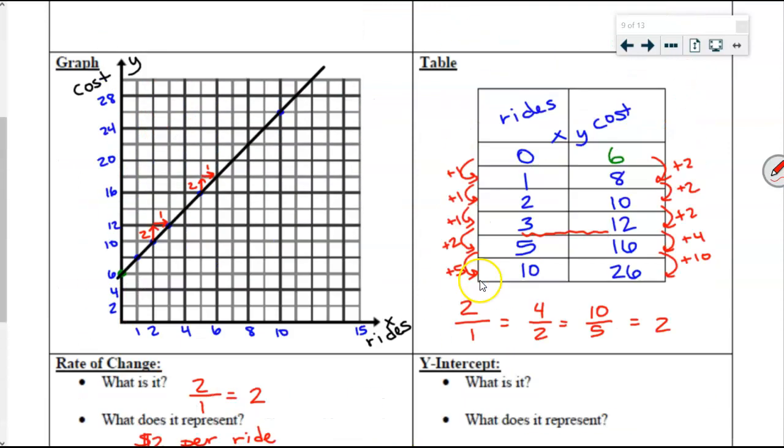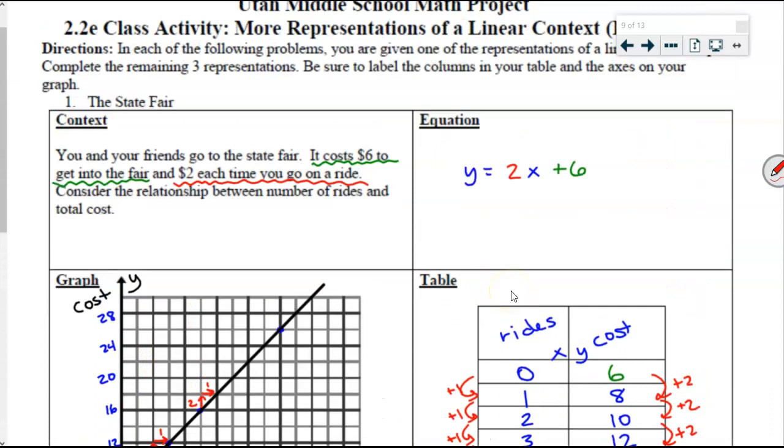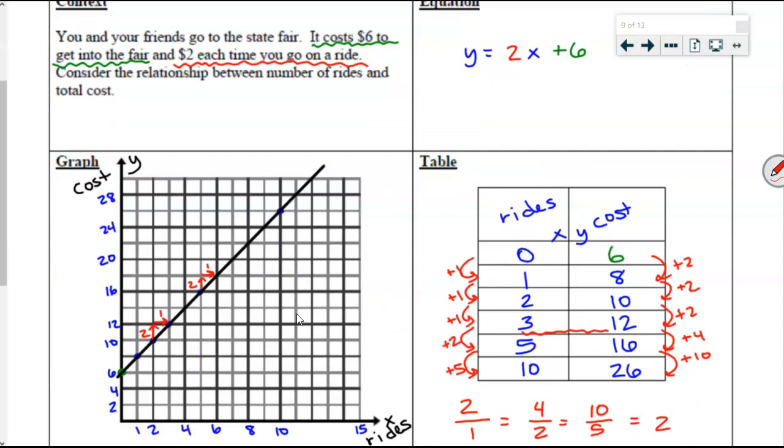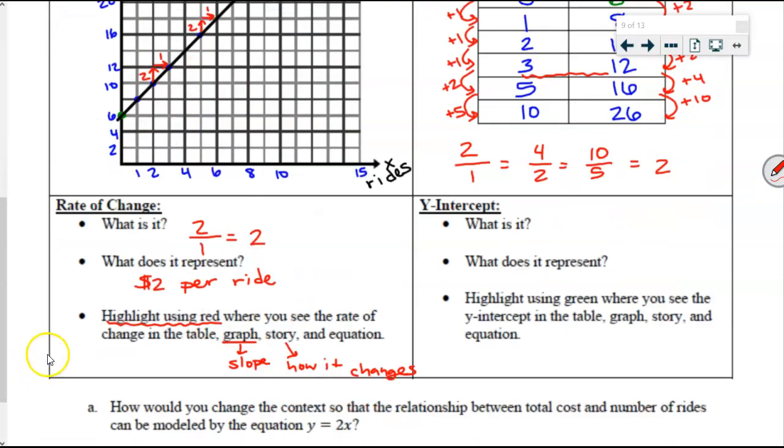And the last one in the equation. Where did you see the red in the equation? It's a 2, right? So where am I seeing it? It's what's multiplied by the x. Okay, next. Y-intercept.